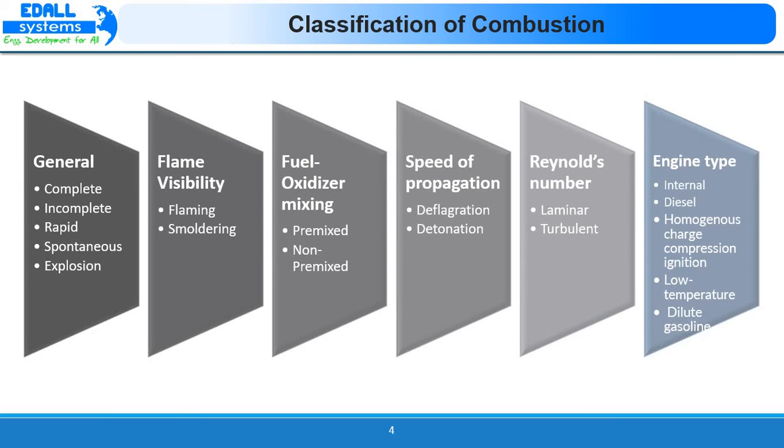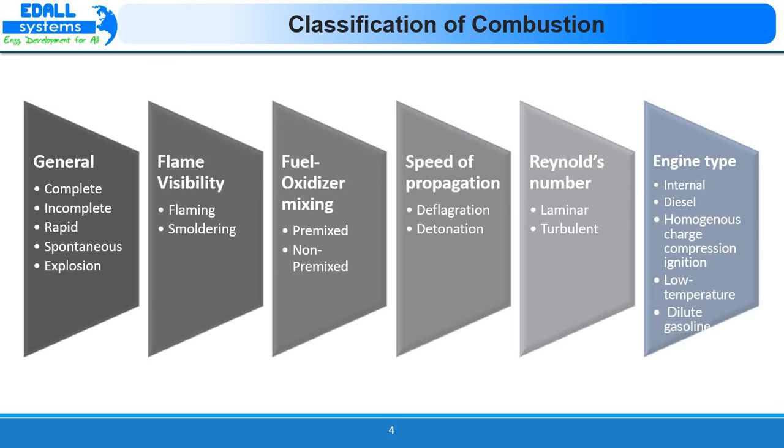So let's see the classification of combustion. A general classification is given here with some of the categories. There may be more categories, but I have specified these. In general, it has 5 classes of combustion which we have studied till now. Next, flame visibility: based on whether the flame is visible or not, it has been classified. Smoldering is one type of combustion where we cannot see the flame, but still the whole process is happening behind.